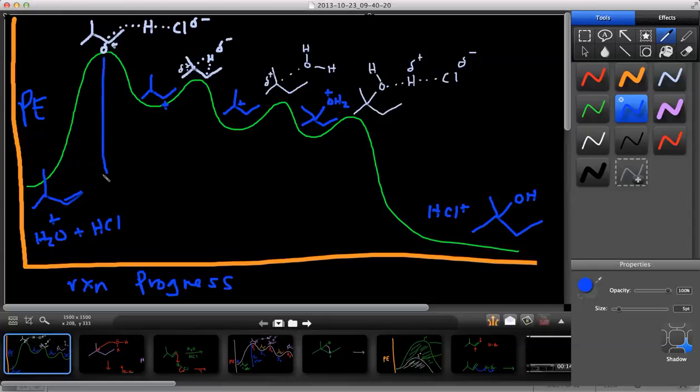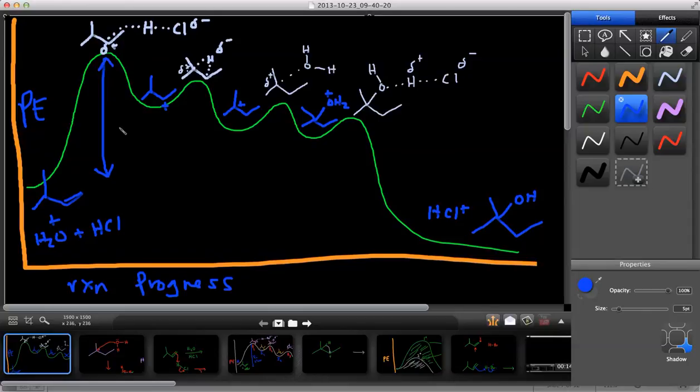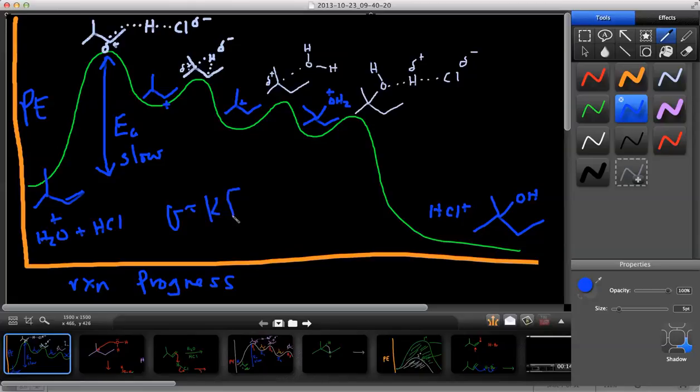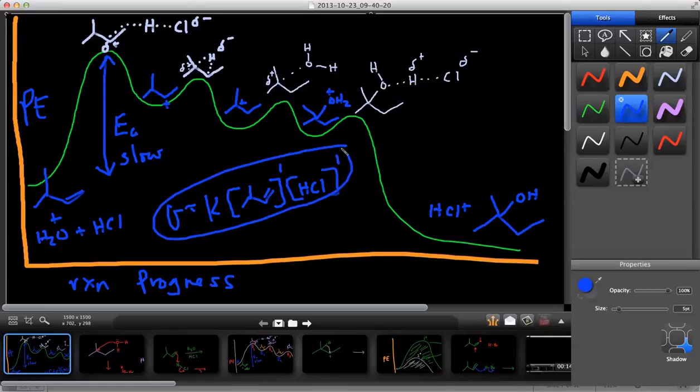Again, the energy of activation is the formation of the most unstable of our carbocations. So this is the energy of activation of the slow step. So in the slow step, we have two molecules. We would write the rate expression as rate equals k, concentration of the alkene times concentration of HCl. Notice the catalyst can appear in the kinetic step. It does not appear in the stoichiometry.